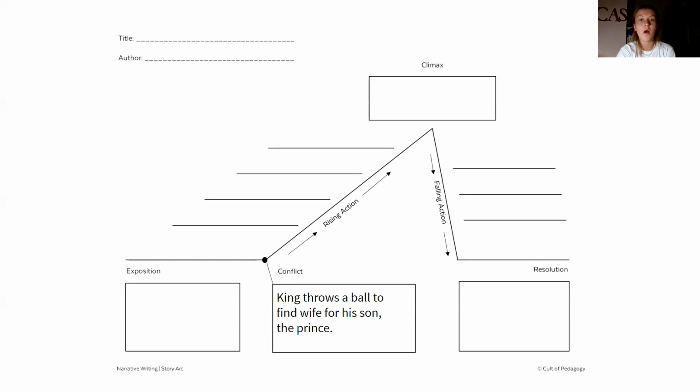Everyone wants to go to the ball. Now, take a second and think what happens between the king throwing a ball to find a wife for his son and his son, the prince, finding someone to marry, right? There's a bunch of obstacles. Go ahead and take a second. In a second, I'll review though.